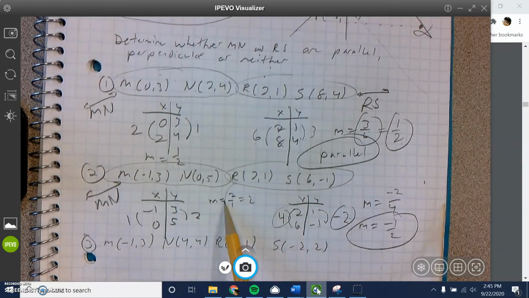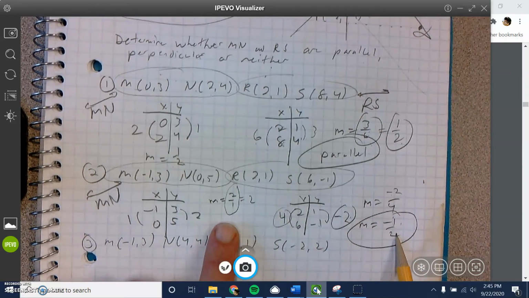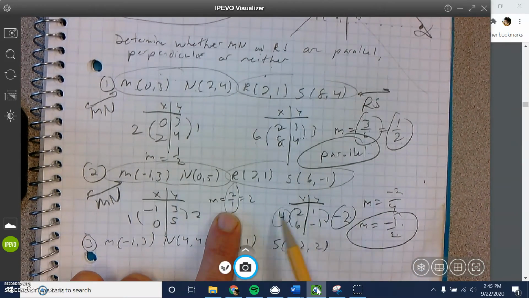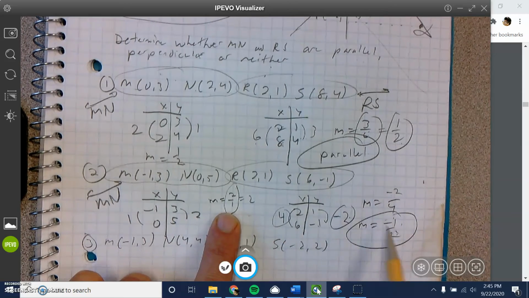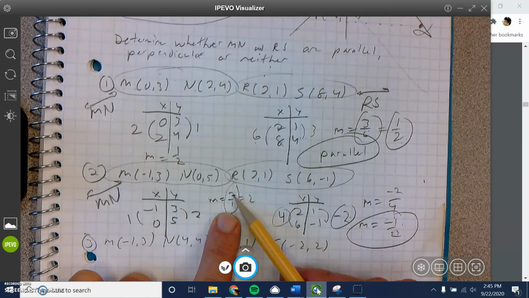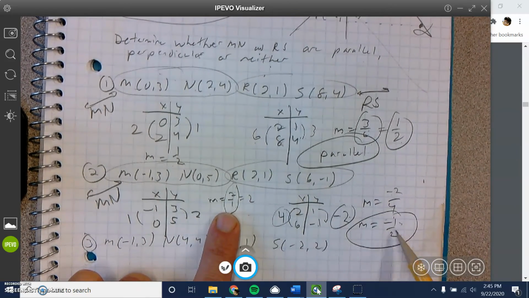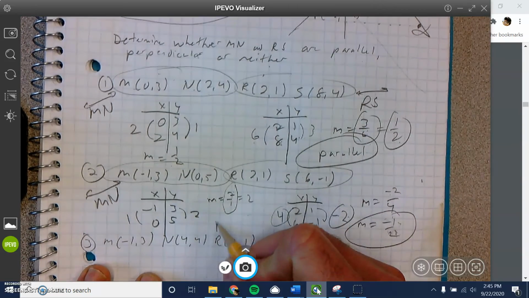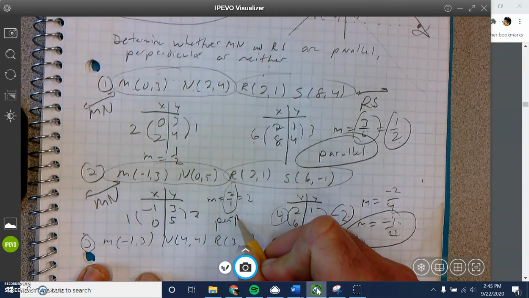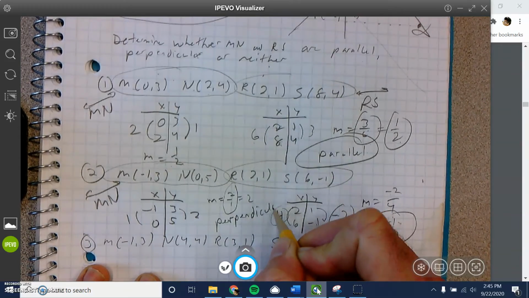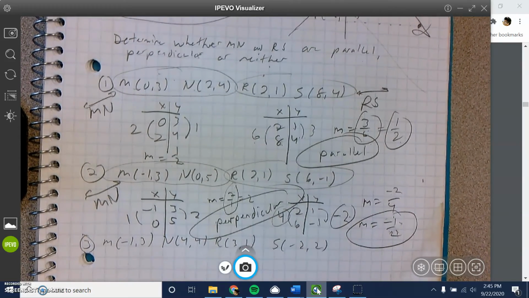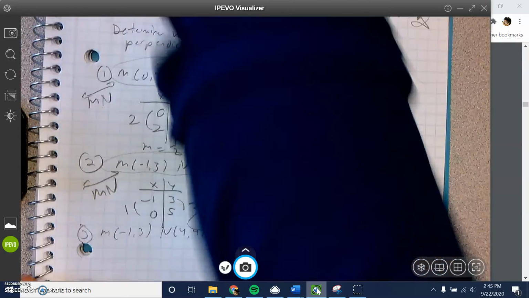Okay, so the slopes are 2 over 1 and negative 1/2. That's opposite, right? Positive to negative. Is it the reciprocal? 2 over 1 to 1 over 2. Yeah. Opposite reciprocal slope. So this is perpendicular. Perpendicular. There you go.